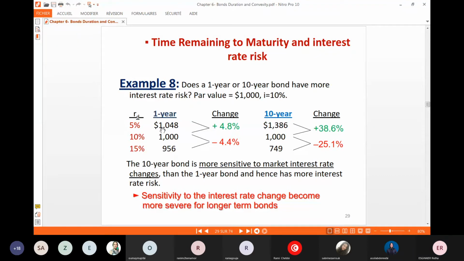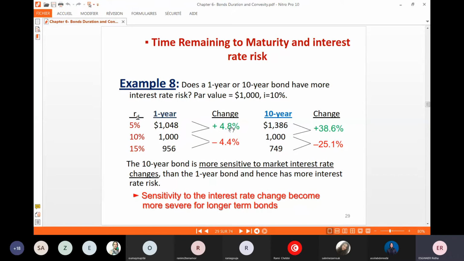Initially, RD is 10%, equal to their coupon rate. Both have a coupon rate of 10% and par value 1000. The only difference is in their maturity. If RD is 10%, the 1 year bond and the 10 year bond have the same value because the coupon rate is itself 10%. You compute the interest for 1 year discounted plus the par value discounted for 1 year, and you find 1000. And here, the interest for 10 years and the par value 10 years from now, discounted at 10%, you find 1000.